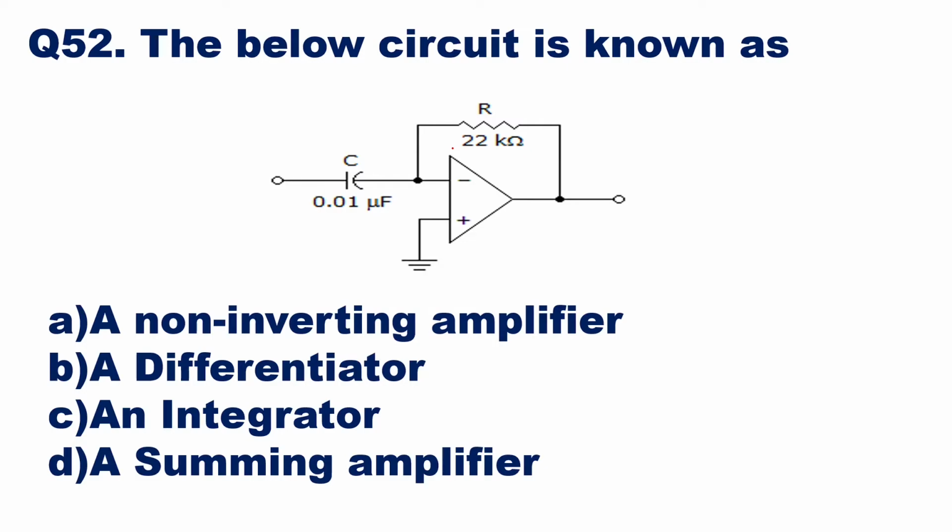The below circuit is known as what? Now here the position of R and C are exchanged. In series with the input, we have a capacitor and there is a feedback resistor. Now this is going to act as a differentiator. So the option will be option B, differentiator circuit. You can see option B is the answer here.